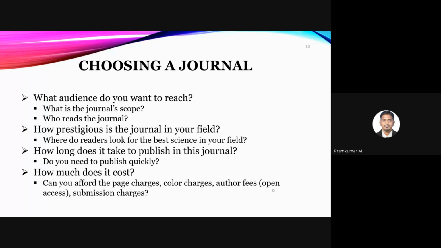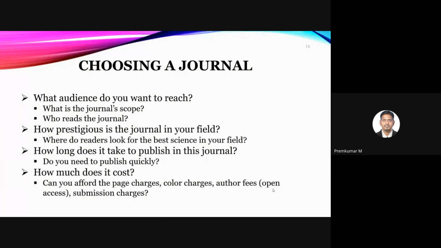If you write a paper in a particular field, you have to see whether the journal has that scope or not, and who reads the journal. This is very important, because when you write a paper, it needs to be referred by someone. If someone is not using the journal at all, if you publish a paper in that respective journal, then what is the use of it?